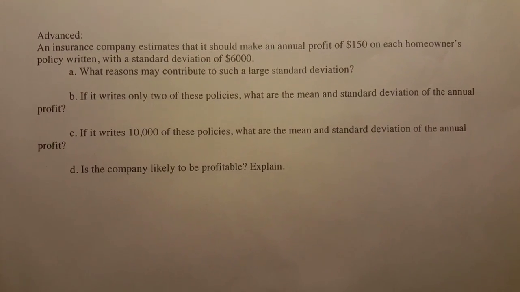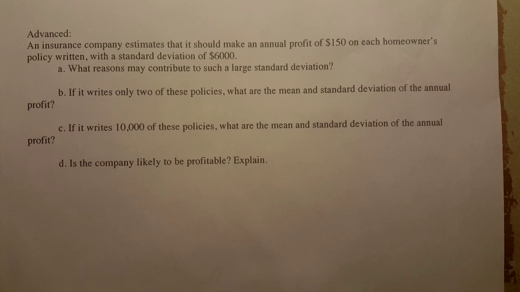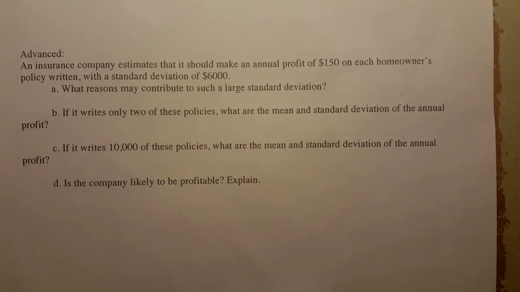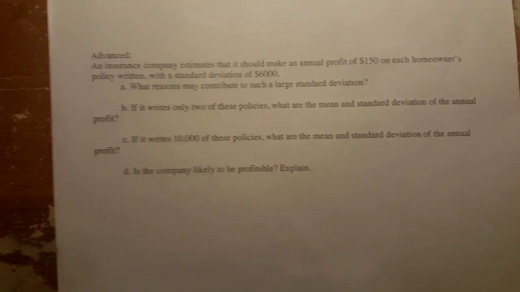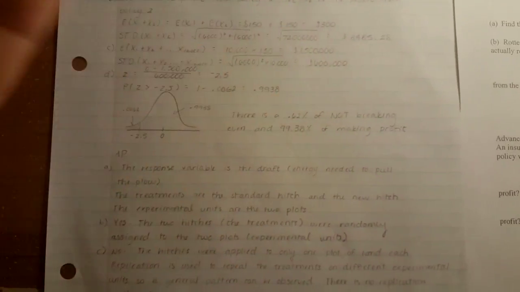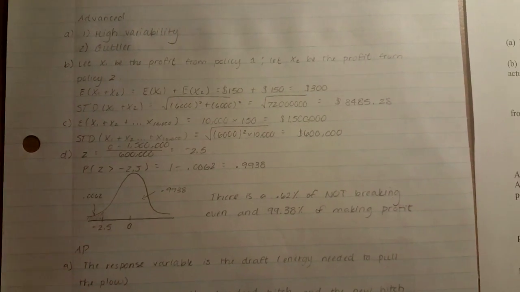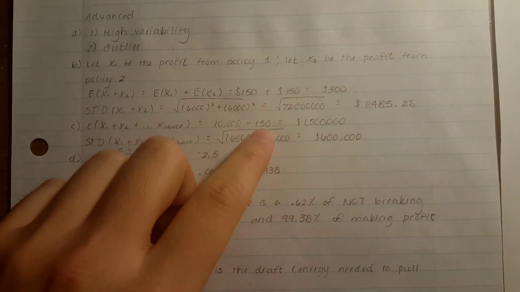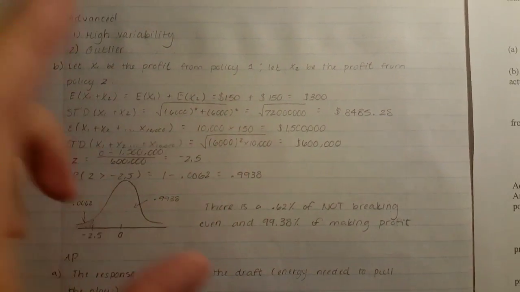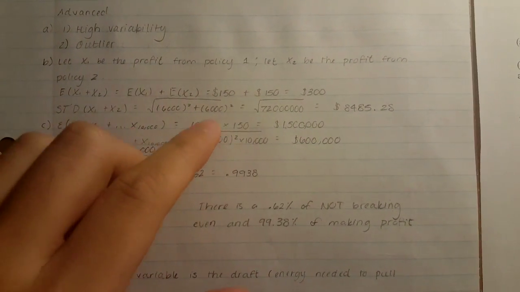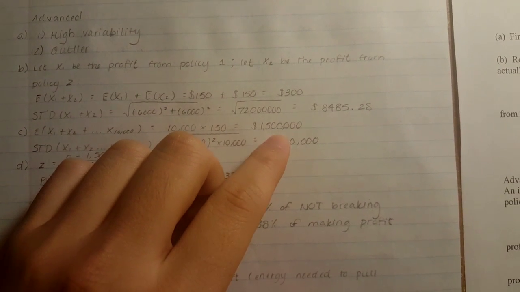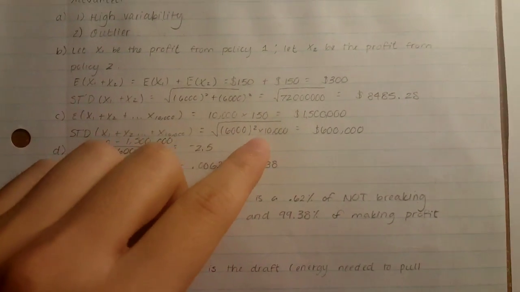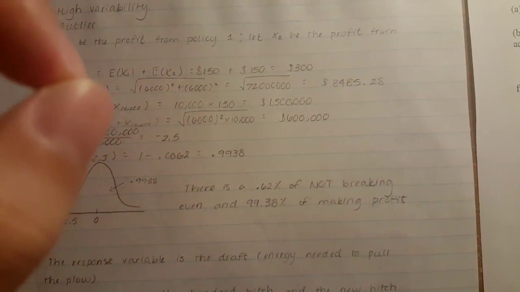C. If it writes 10,000 of these policies, not two, 10,000, what are the mean and standard deviation of the annual profit? Well, it's the same idea as the last problem, just with 10,000 of it. So here you can see I multiplied 10,000 times 150. It's pretty much like adding 150 10,000 times to get $1,500,000 for the mean. Standard deviation, square, add, square root.